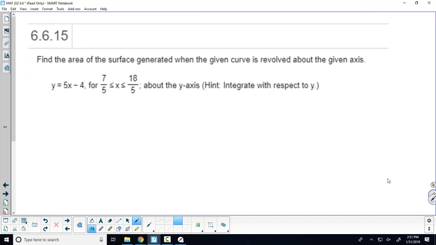So with surface area, they give us the hint that if you go around the y-axis, you have to integrate with respect to y. But with surface area, you don't really have a choice. If you're going to rotate about the y-axis, you have to use a dy. If you're going to go about the x-axis, you have to use a dx.